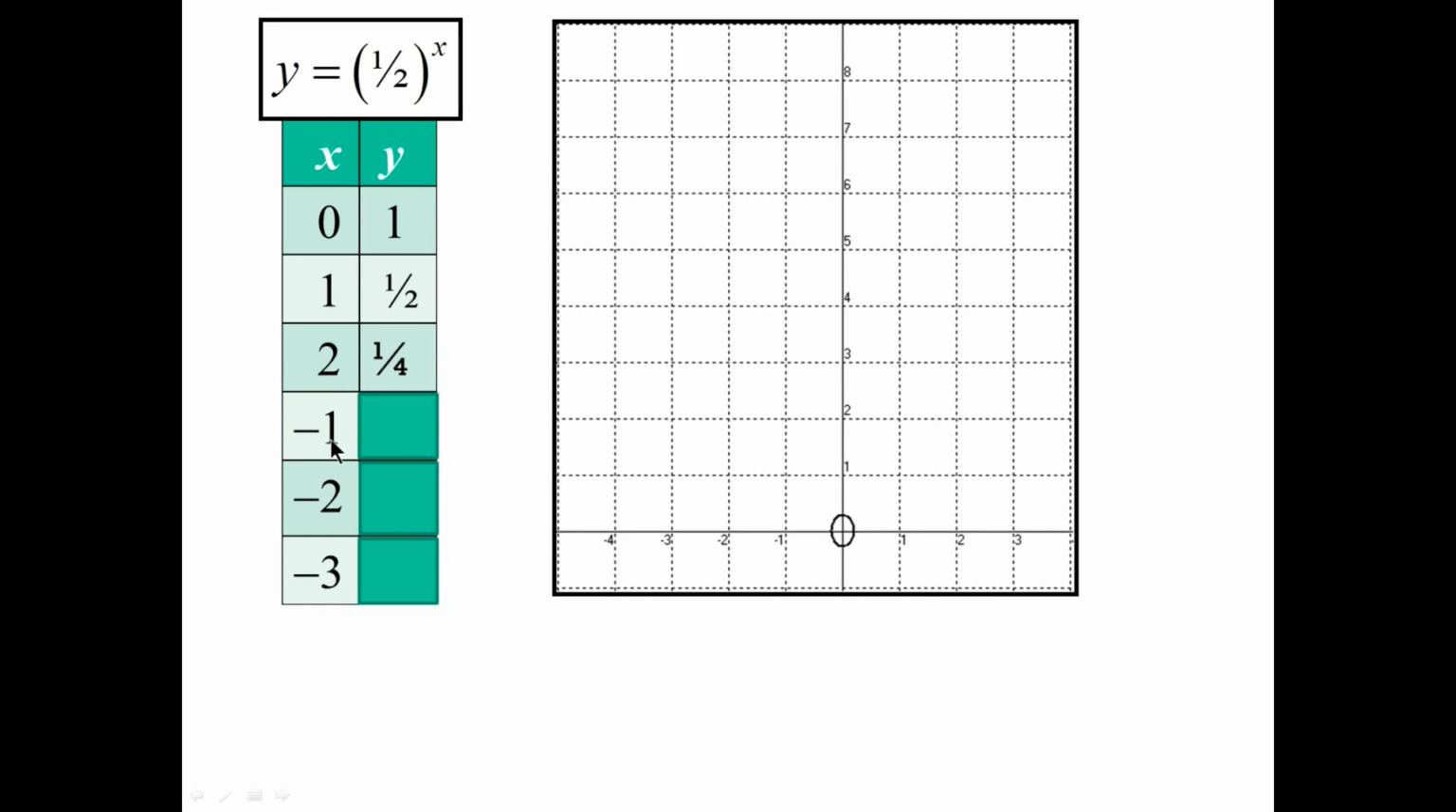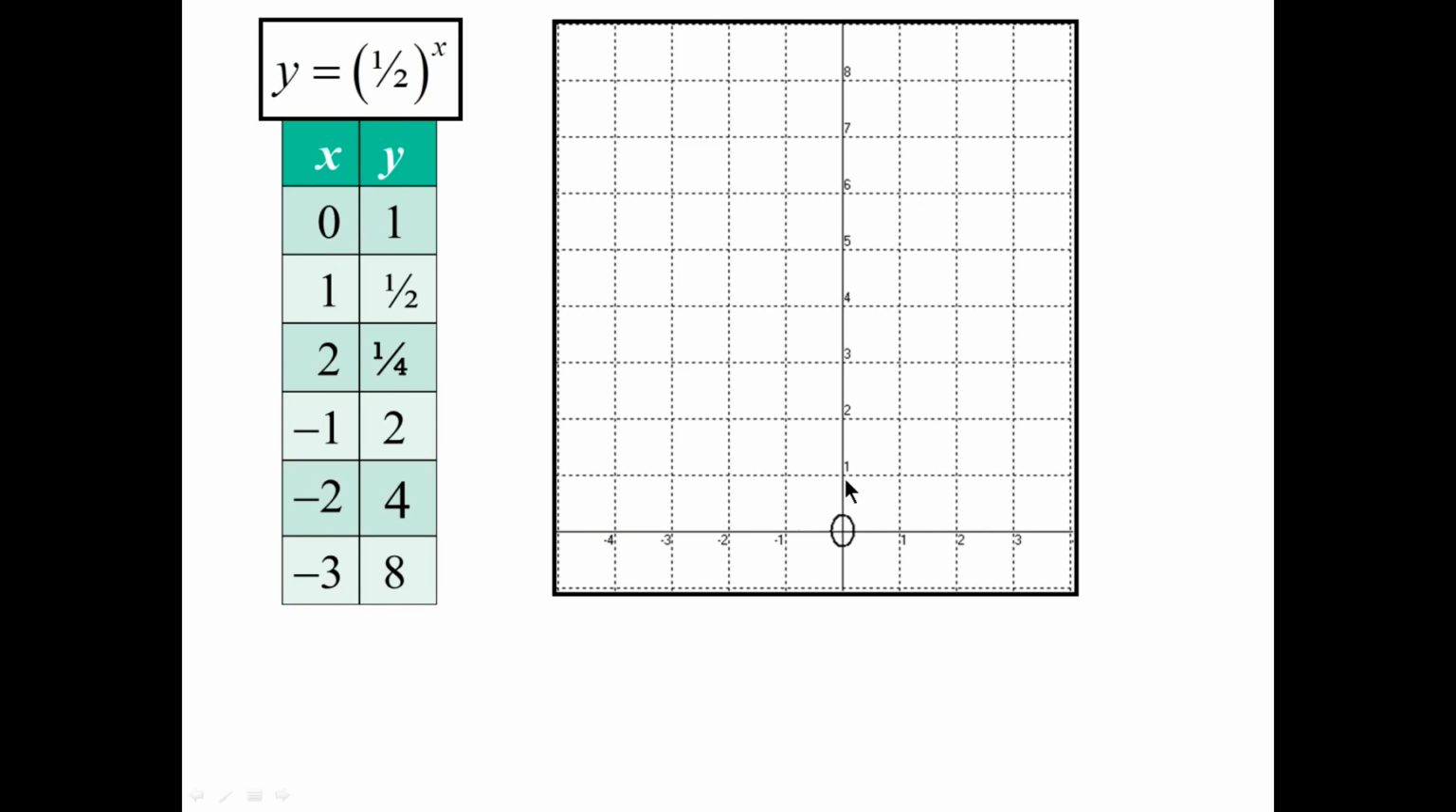Now subbing in some negative numbers. Subbing in -1 upstairs here for x, we know the effect of that is to invert the base. So 1/2 becomes the number 2. If I subbed in -2 up here for x, we see that, yes, it inverts the base, but then squares it. So it inverts it to 2 and then squares it to 4. And if I subbed in a -3 upstairs here, again it inverts it, but then cubes it. So 2 times 2 times 2 is this 8.